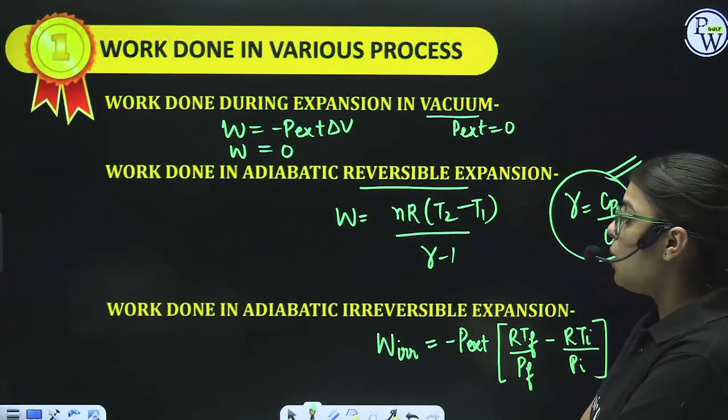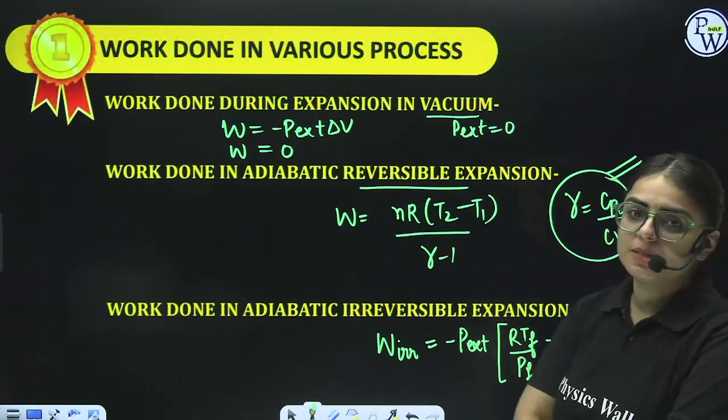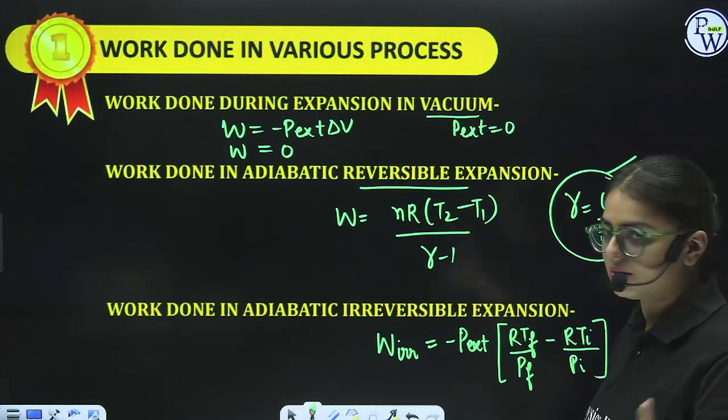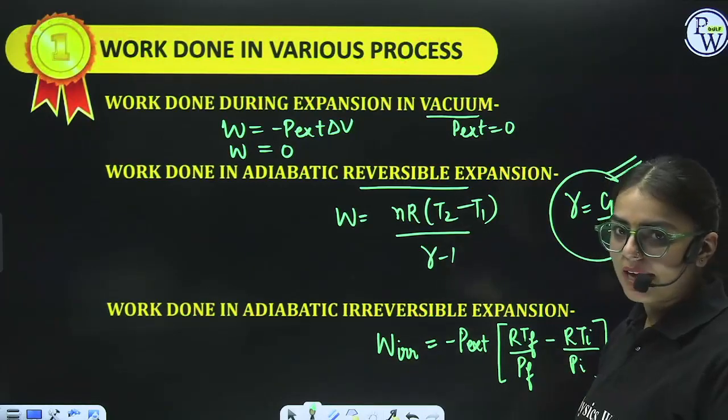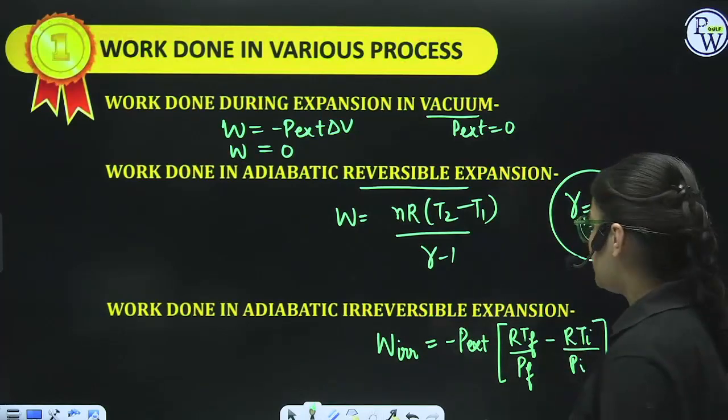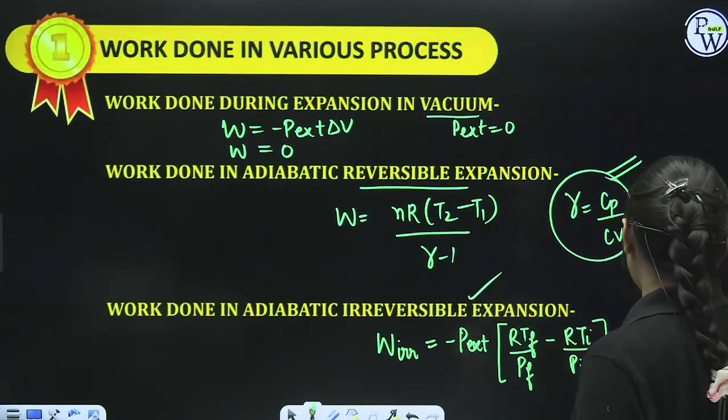nR T2 minus T1 by gamma minus 1. Now comes work done in adiabatic irreversible expansion. So it is very simple, students. It is equivalent to minus P external into RT final by P final minus RT initial by P initial. Clear, everyone? This is for irreversible expansion.